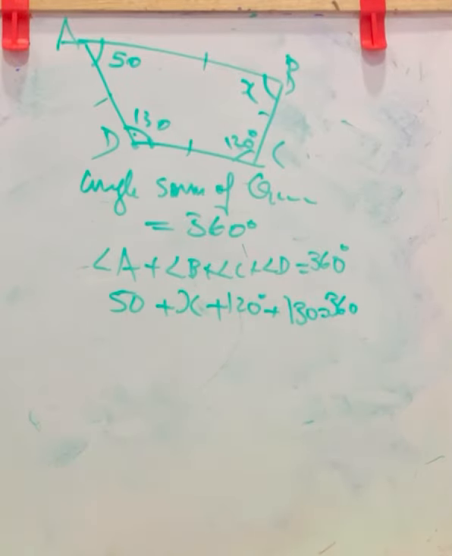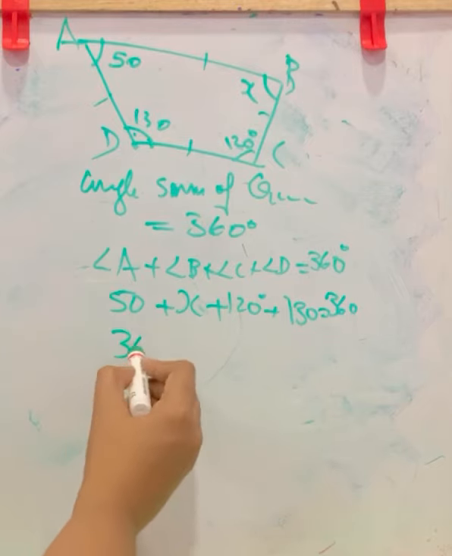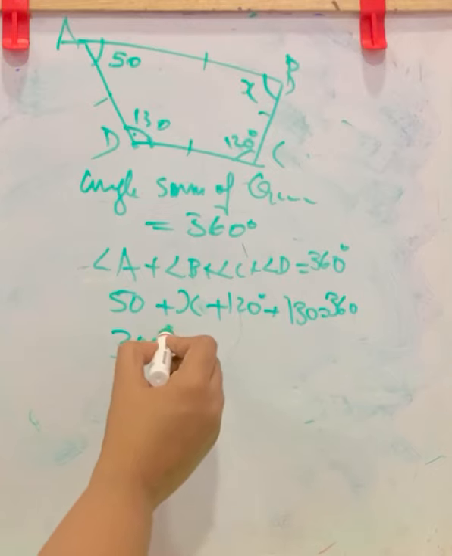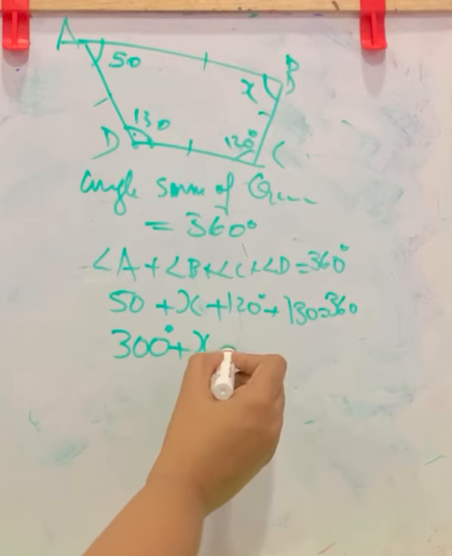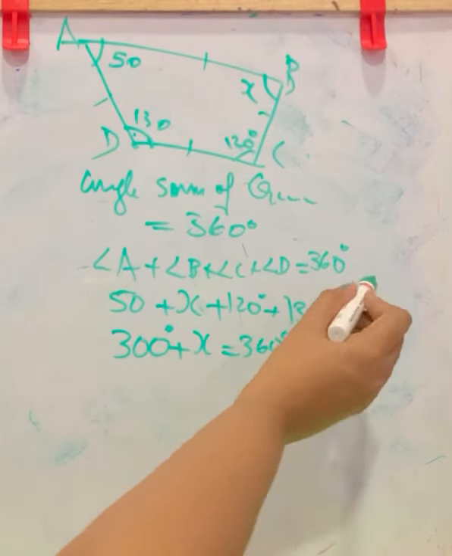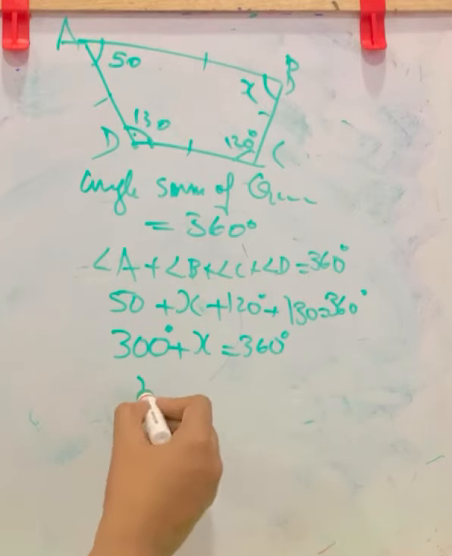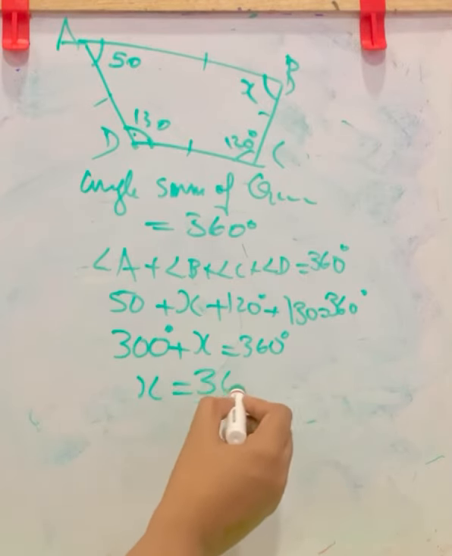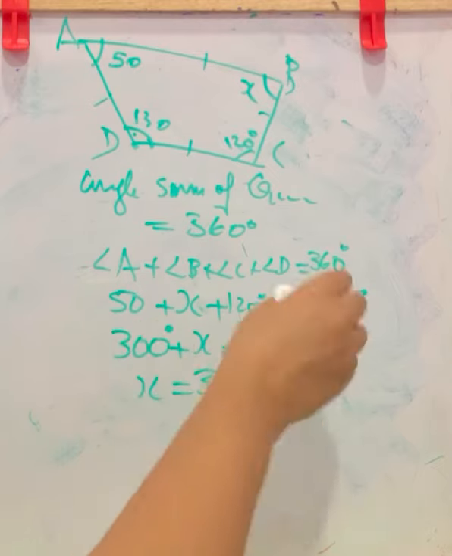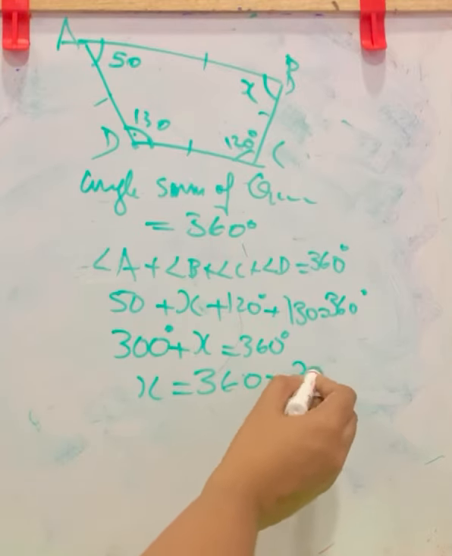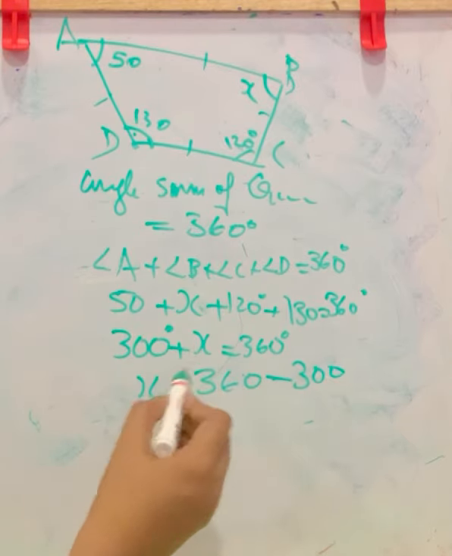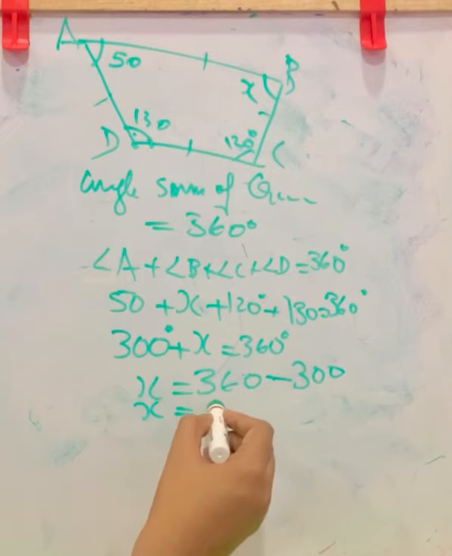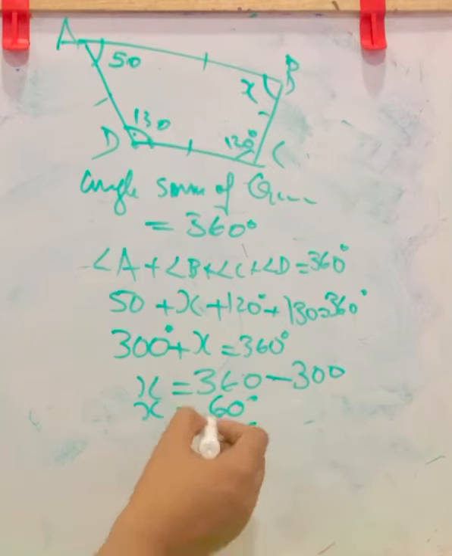Now let us add all the numbers in the LHS part. That is 50 plus 130 plus 120 is 300, so 300 degrees plus x equal to 360 degrees. Don't forget to put the degrees. Now x is equal to, here in the RHS we have 360, taking 300 to the RHS it becomes minus 300, and 360 minus 300, that is x, that is 60 degrees. So the missing x is 60 degrees.